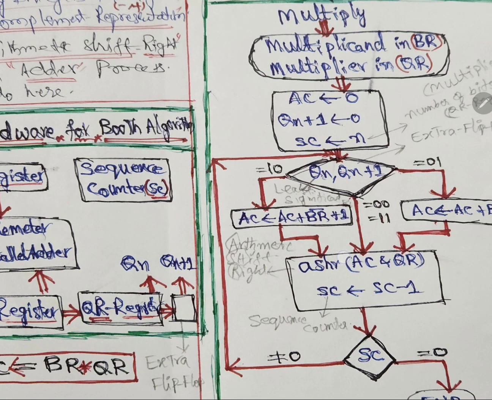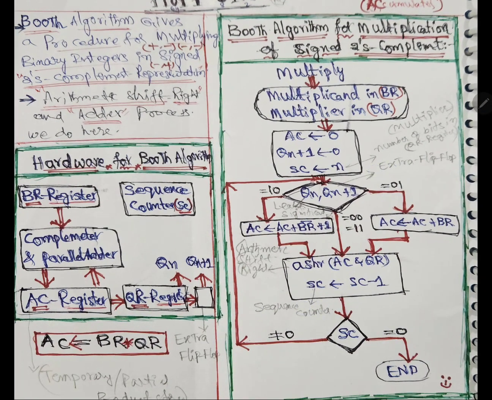Now I will show you the Booth algorithm for multiplication of signed two's complement numbers. This is the Booth flowchart. If you are asked only for the Booth flowchart for 5 marks, don't draw the other one, draw this one only. If you are given a full 10-mark question, draw both and explain what I am explaining now. Write bullet points, important points. See the title of the diagram.